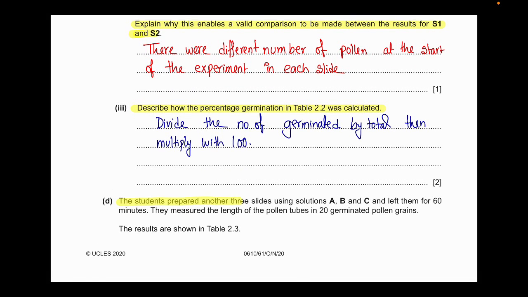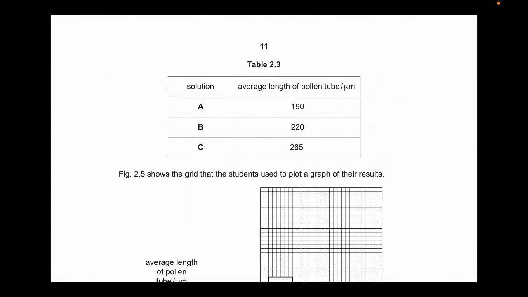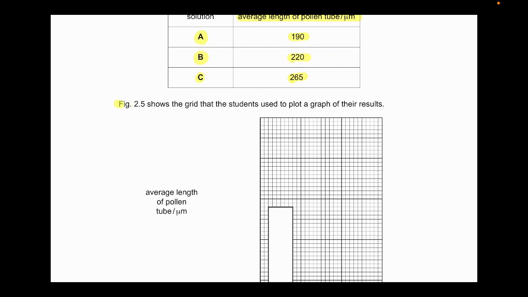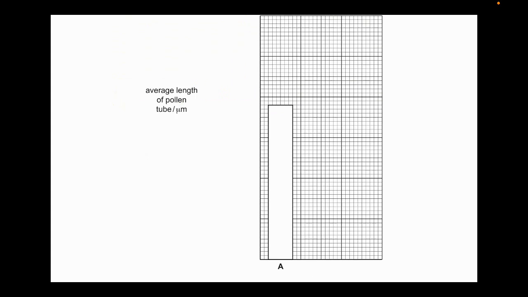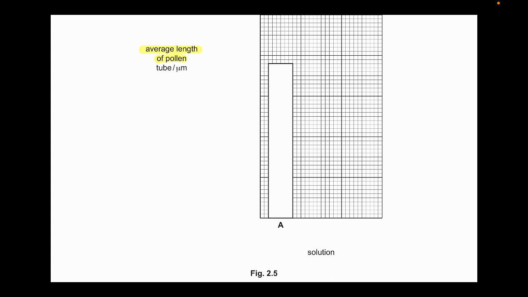The students prepared another 3 slides using solutions A, B, C and then left them for 60 minutes. They measured the length of the pollen tube in 20 germinated pollen grains. The results are shown in table 2.3. So solution A, average length of the pollen tube in micrometer, 190, B 220, C 265. Figure 2.5 shows the grid the student used to plot the graph of their results. Average length of pollen tube in micrometer. So A has been done for us.